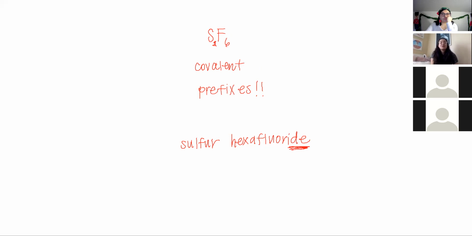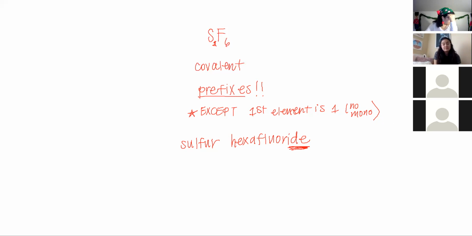So again, remember with covalent, use prefixes, except if the first element is only 1. No mono. If you were to have just 1 single element as your second element, then you could include mono, but not if it's the first one. So in this case, it's just sulfur hexafluoride, and that would be answer choice D.